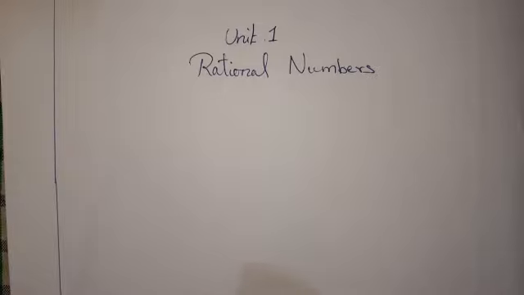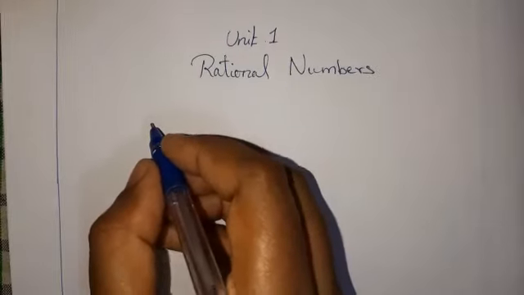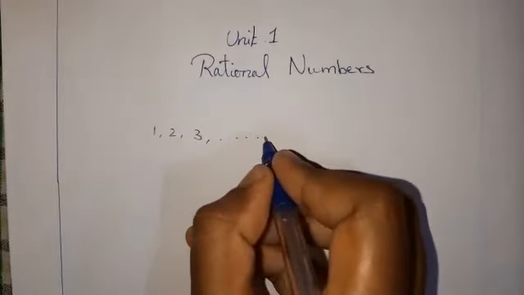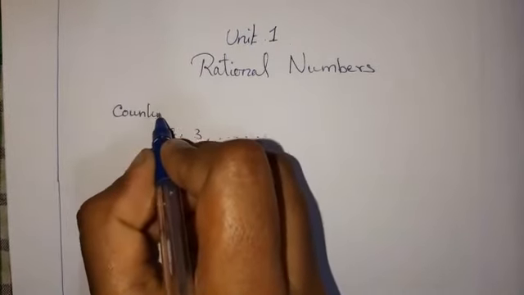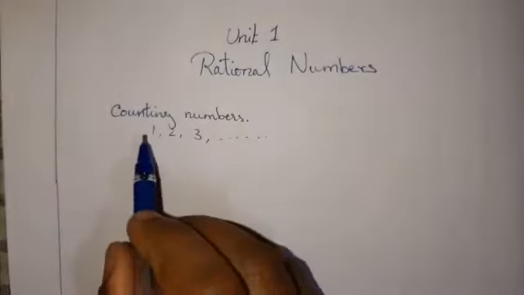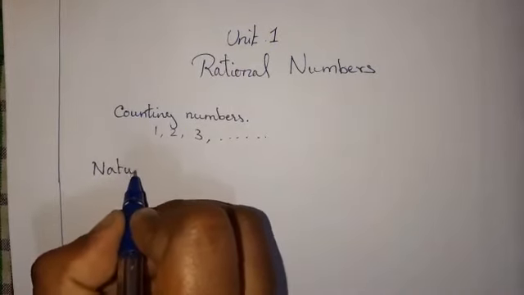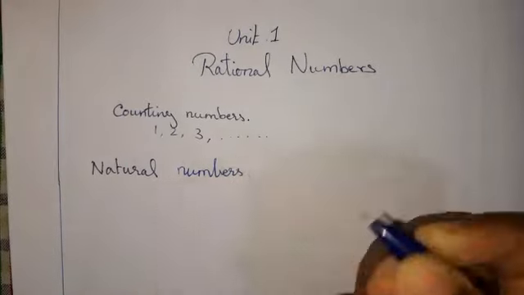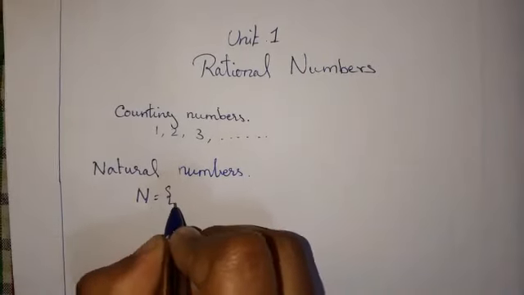Rational numbers. For counting you are using the numbers 1, 2, 3, etc. These are known as counting numbers. The collection of counting numbers is called natural numbers. Natural number is denoted by capital N and it starts from 1.